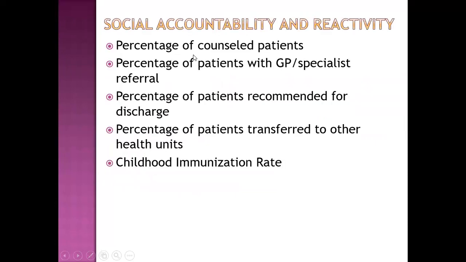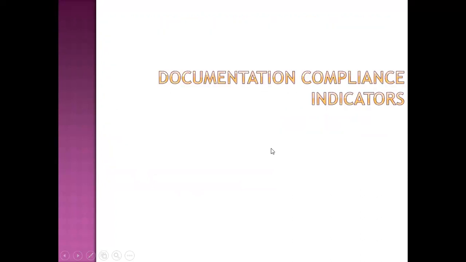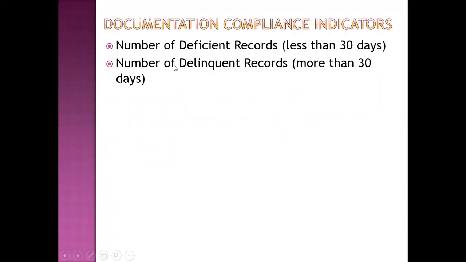Then social accountability and reactivity indicators. These include percentage of consult patients, percentage of patients with general practitioner or specialist referral, percentage of patients recommended for discharge, percentage of patients transferred to other health units, and childhood immunization rate. Then finally, documentation compliance indicators. These include number of deficient records less than 30 days, number of delinquent records more than 30 days.